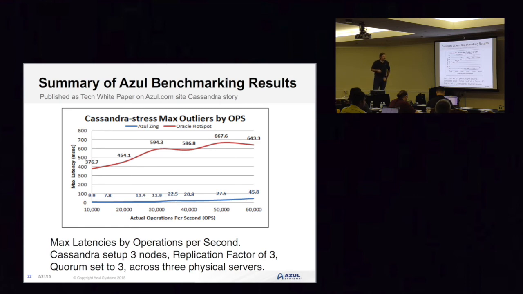All right, I'll blast through these last things. So this was the big picture shot of Cassandra. We've done a white paper where we set up a 3-node Cassandra cluster of our own, and we did a punishment test and came up with these max outlier latencies across the cluster. And based on the load we applied, we saw the other JVM getting worse and Zing holding its own. So this is a summary over many runs.